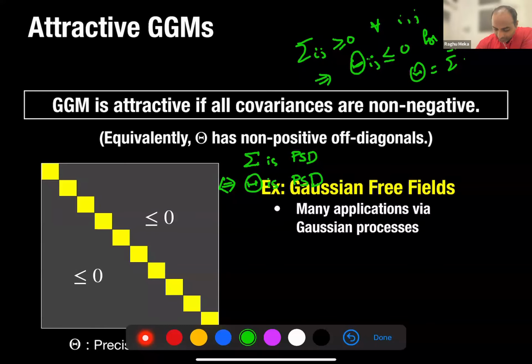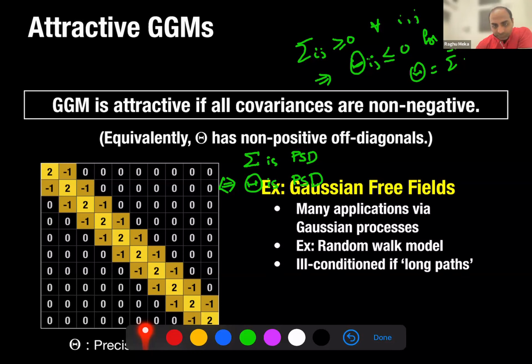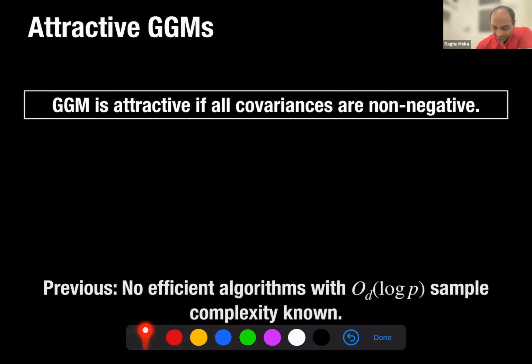And there are many examples of attractive GGMs. They arise in machine learning in the context of Gaussian processes. The random walk example that we saw is attractive because, as you can remember, in the precision matrix all of the off-diagonal entries are 0 or -1, so they're definitely non-positive. And they can be ill-conditioned, so these are hard to learn for existing algorithms before our work.